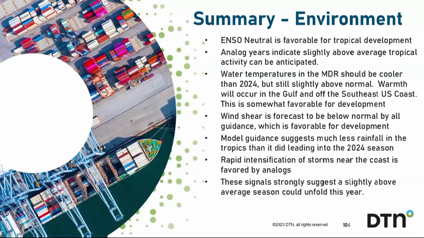So in summary, ENSO neutral is favorable. Analog years show that above average tropical activity is most likely. The main development region is cooler than last year, but still a little above normal. Wind shear is forecast to be below normal, partly due to the neutral ENSO conditions, also favorable for developments.